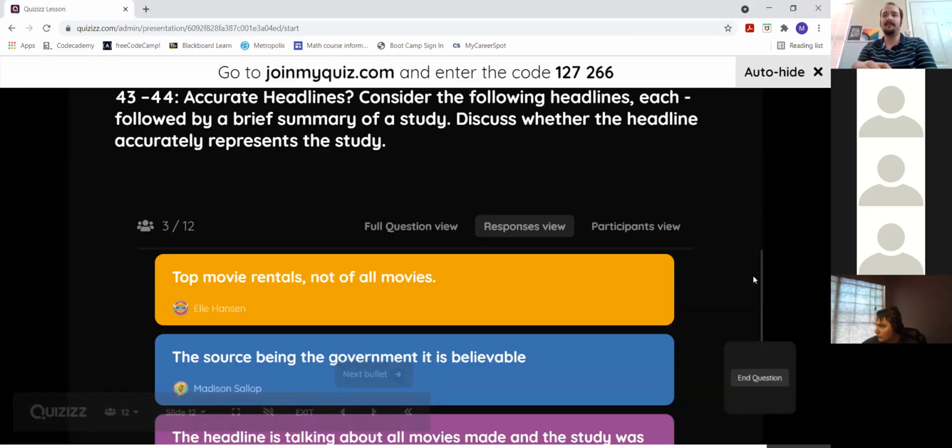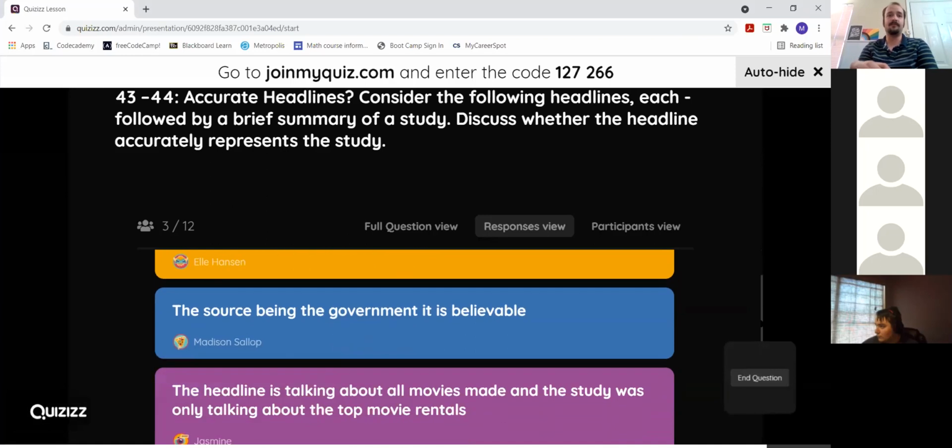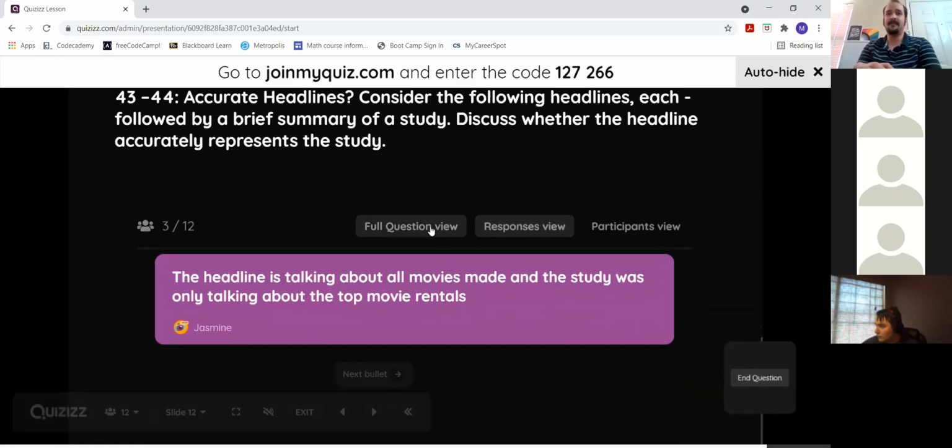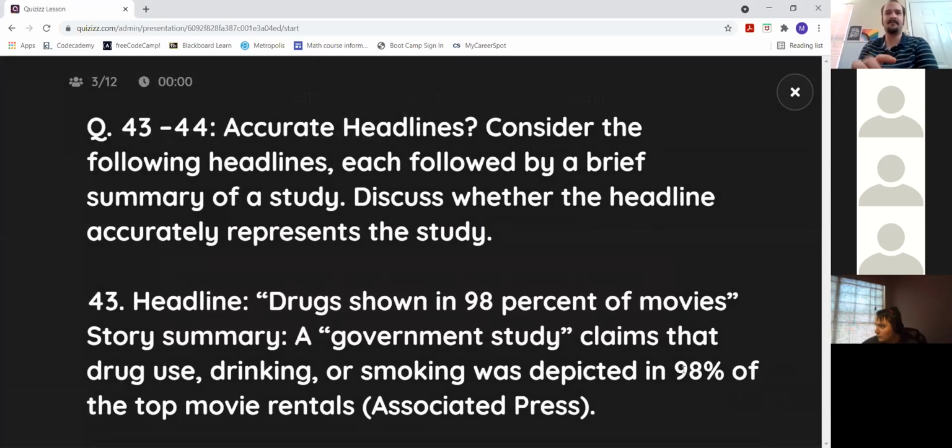What are y'all saying? Top movie rentals is not all movies. That's true. If we look at all movies, it'll probably be like 99%, right? All those indie films. Okay. I think the thing here is that they're saying 98% of movies and 98% of top movies, keyword here being top. You're not talking about every single movie. That's it.